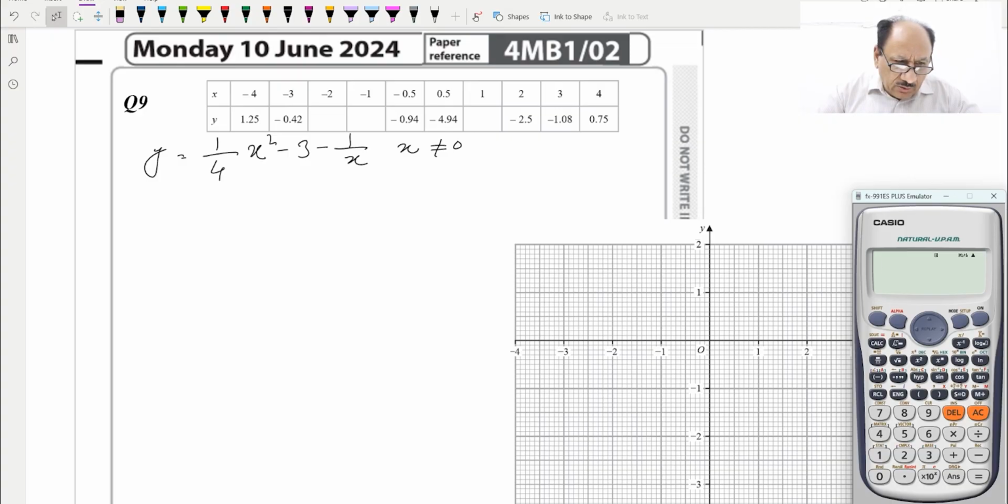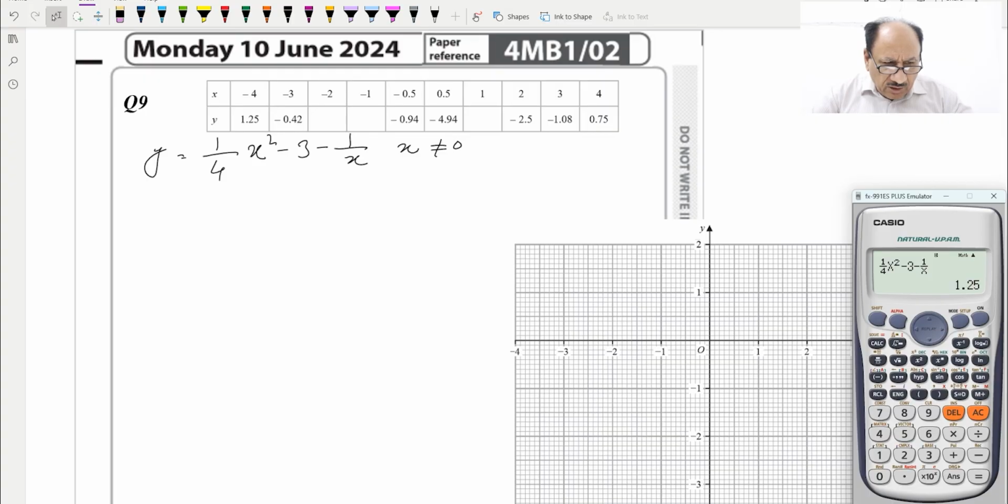we can type in the calculator 1 over 4, and next is alpha and x, and this will be squared, and minus 3 minus 1 over x. 1 over x will be this value, and calculate for x is equal to minus 4. We will check whether we are getting 1.25 or not. So calculate for minus 4, and we are getting 1.25, so everything is fine.